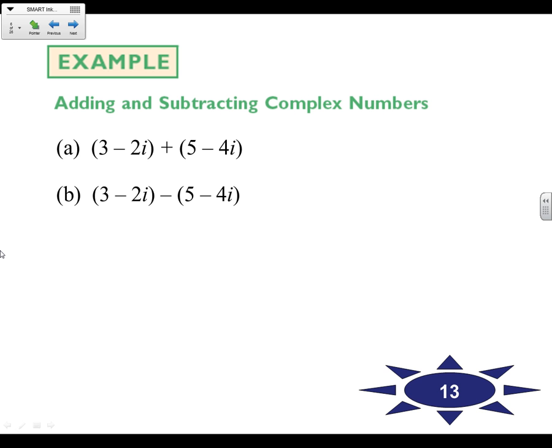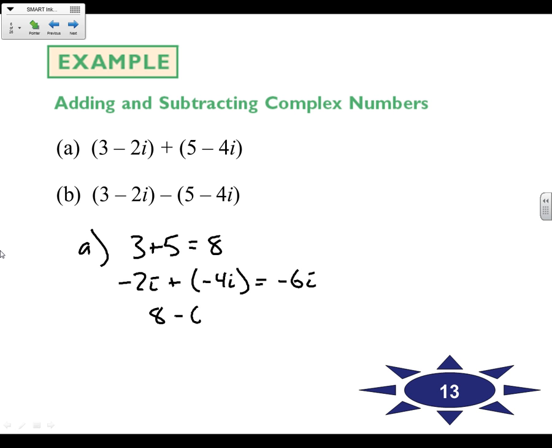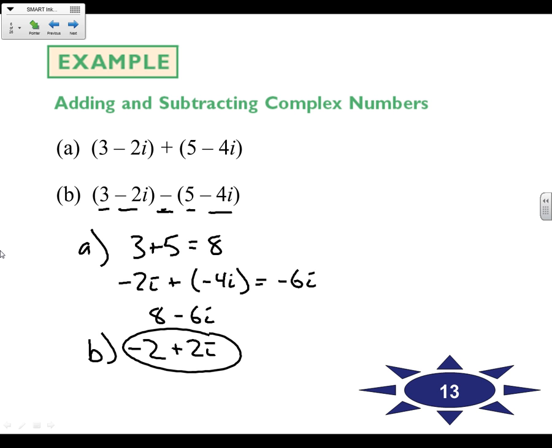All right, so let's try one of these on for size. In a, we're going to say 3 plus 5 and get 8. We're going to say negative 2i plus negative 4i and get negative 6i. And so our answer is 8 minus 6i. In b, what's 3 minus 5? Negative 2. What's negative 2 minus negative 4? Positive 2i. So that would be your answer on b. Combine your real numbers with your real numbers, imaginary with imaginary. Pause the video, try problem 13.